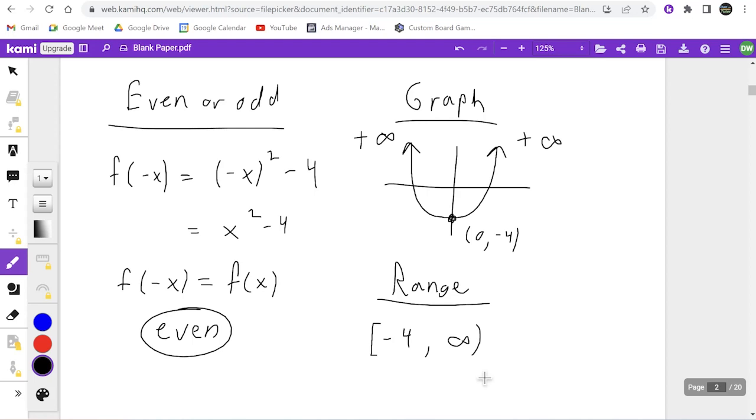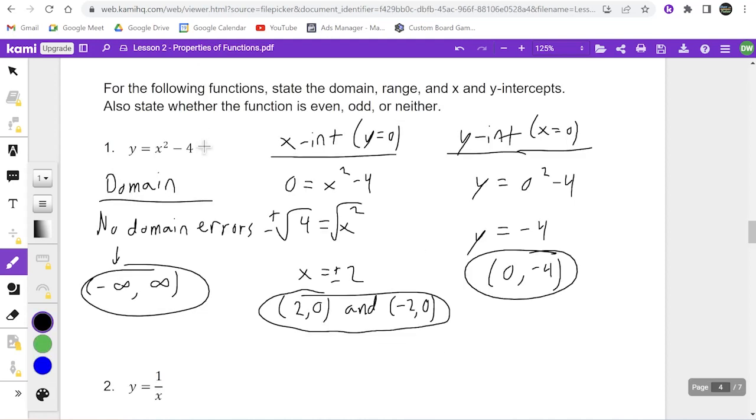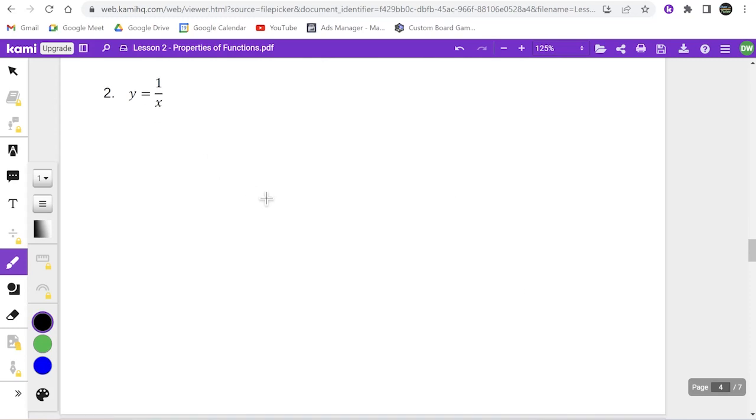Okay, we are cruising along. We've got 3 more examples to go, and then we get to look at asymptotes. So a lot more good stuff coming your way. Number 2, y equals 1 over x.